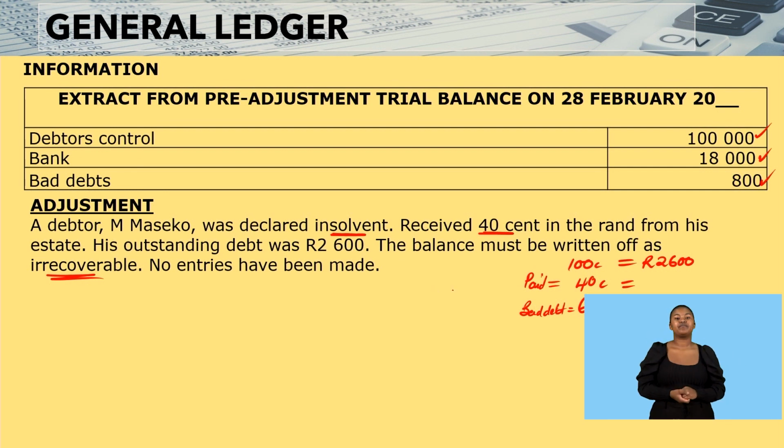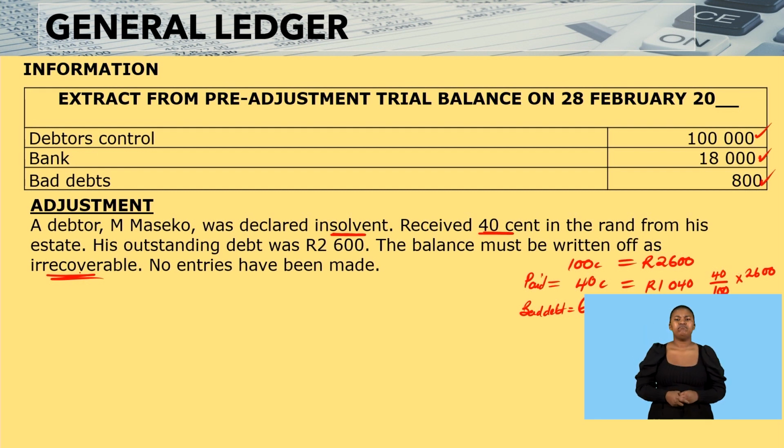Before we can go any further, it is important for us to do some calculations. Let us get the 40 cents, and let us also get the 60 cents. For me to get the 40 cents, what I want is 40, what I have is 100, multiplied by 2,600. Therefore, the 40 cents, which is what I have received, becomes 1,040. Very important that you get this amount.